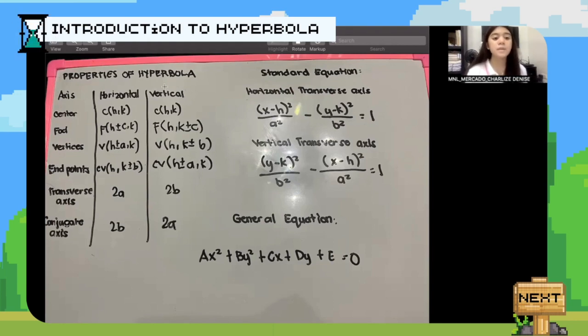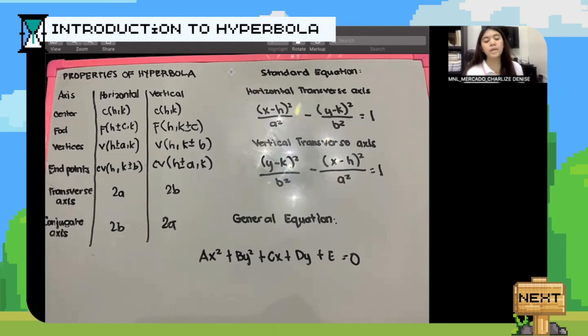For the vertical, it is similar to the horizontal, which has center h, k. For foci, h, k positive negative c. Vertices h, k positive negative b. For endpoints, h positive negative a, k. For its transverse axis, it is 2b, and the conjugate axis is 2a.